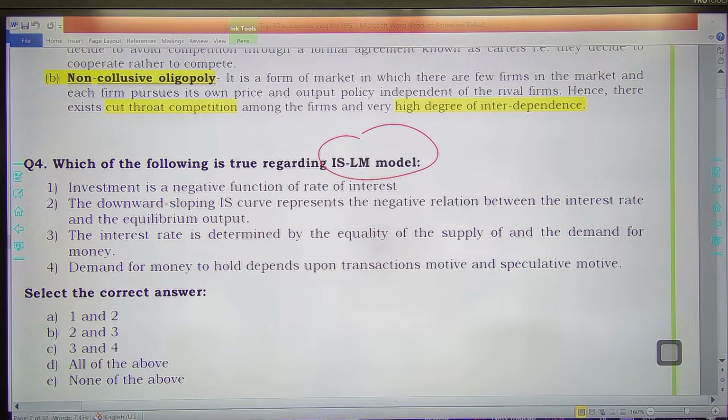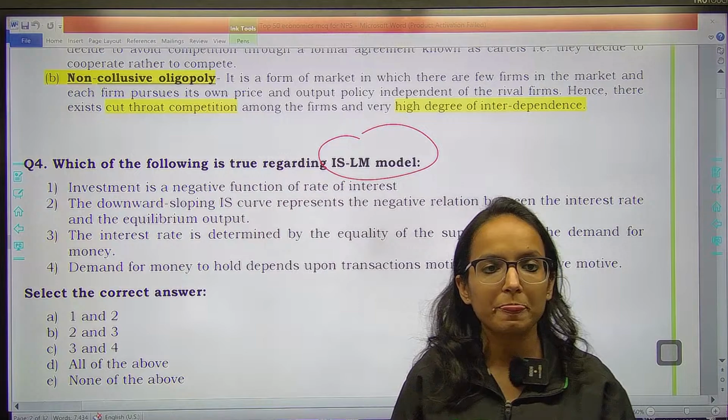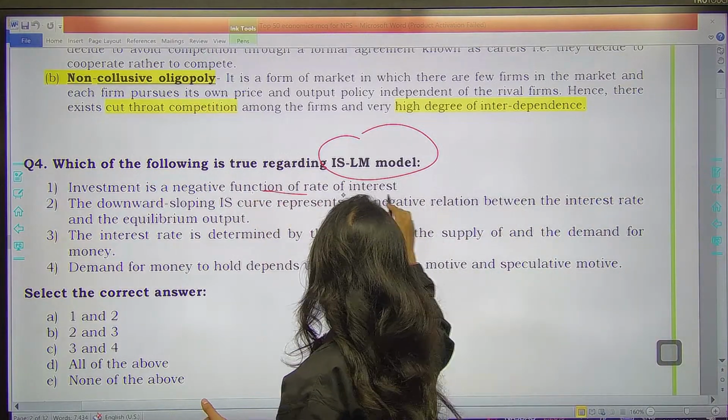Read these statements carefully and tell me the correct statement regarding the IS-LM model. IS-LM is again a very important concept, and I have explained it in detail in the IS-LM classes if you have been there. Yes, anyone? Any answers? Which of these statements are true regarding IS-LM? Anyone?